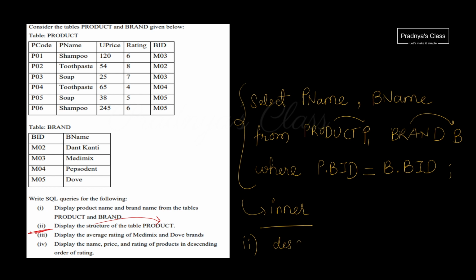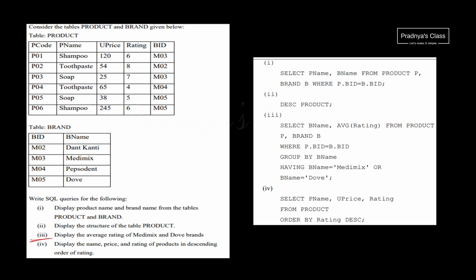We will be writing DESC and then name of the table, that is product. Let's try to read the third instruction. Display average rating of Medimix and Dove brand. The name of the brand we will be getting in the brand table. For that we need to print the average rating. Rating we are getting in the product table. It means we need to deal with both the tables.